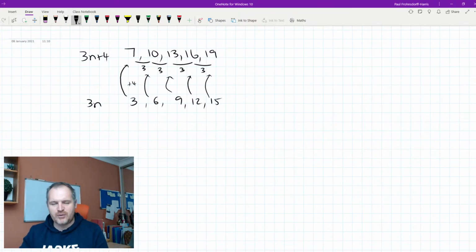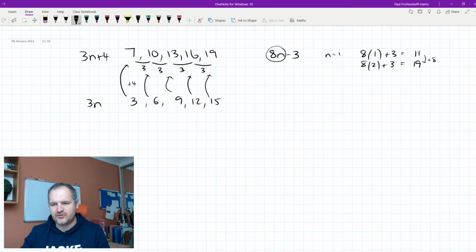Here's another type of question where we've got a term generator. We've got 8n minus 3. What we're going to do is, well, what about when n is 1? If n is 1, we need 8 times 1 plus 3 is 11. 8 times 2 plus 3 is 19. And we notice it goes up in 8s because it's the 8 times table. This bit tells us it's like the 8 times table. So we can just count in 8s from now on.